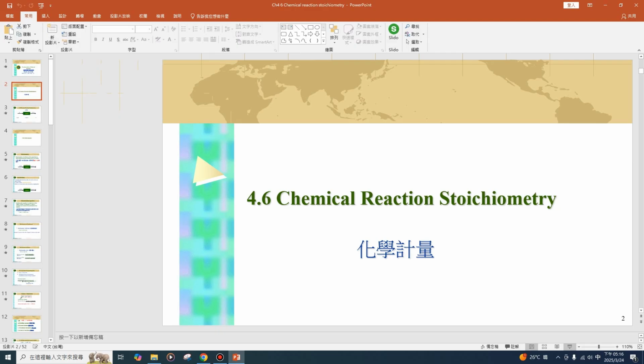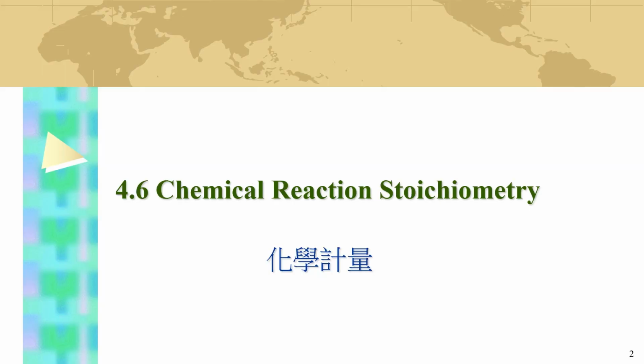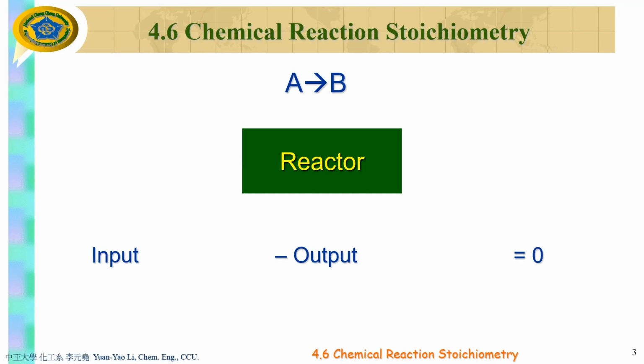Okay, so this is the reaction. So how do you do mass balance in a chemical reaction? That will be in 4.7, but before that, let's go back to high school and recap what we have learned about chemical reactions. So 4.6, chemical reaction stoichiometry. Again, this is a reactor.